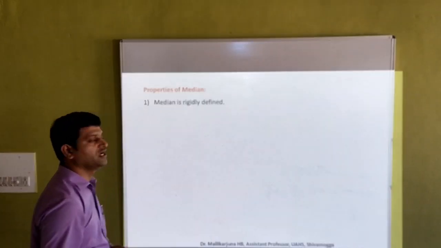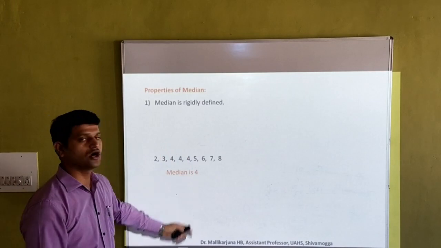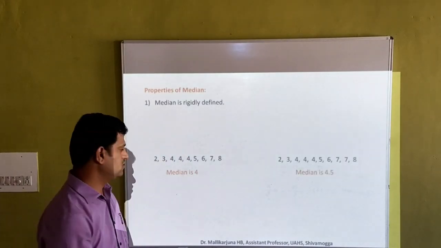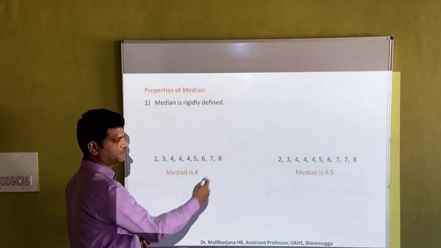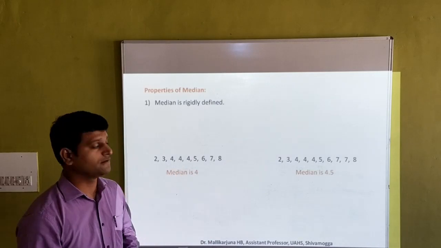Median is rigidly defined. Why? In this set of data we got only one value, and in this other set of data also we got only one value. This is the odd number, 9 observations, and 10 observations. We got only one value. That's why median is rigidly defined.